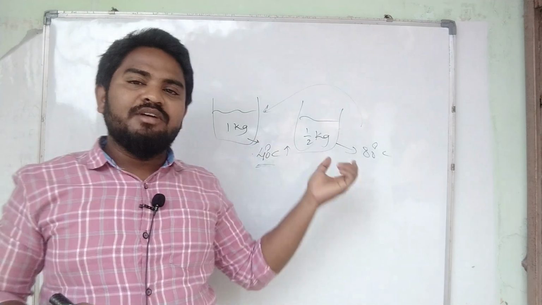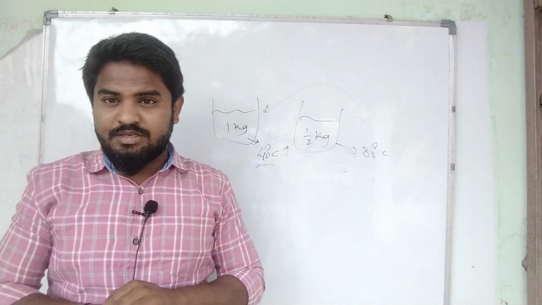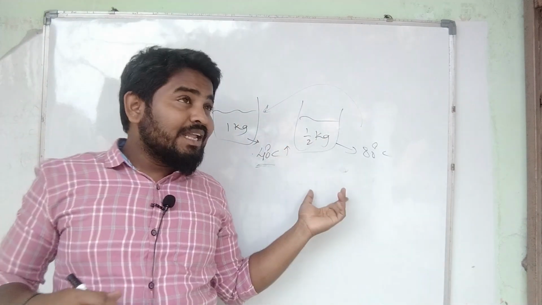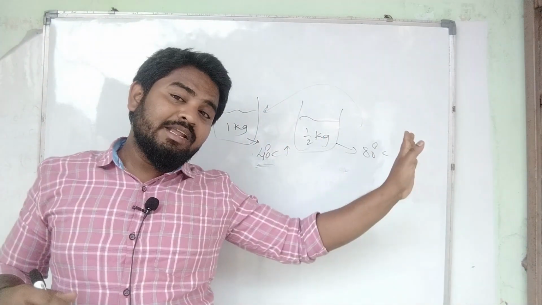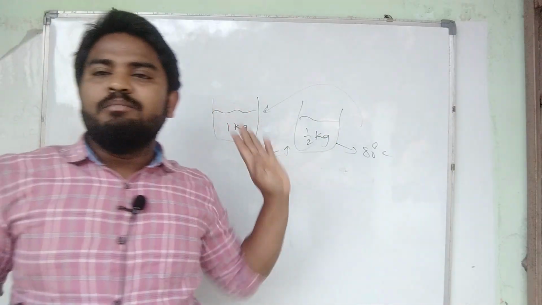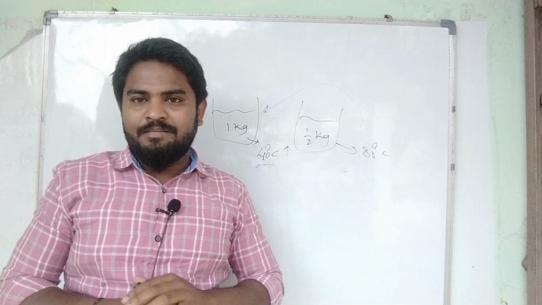For this, first of all, we have to derive the equation. I hope it is understood, right? The resultant temperature may not be greater than 80 and may not be less than 40. The value will be in between, right?